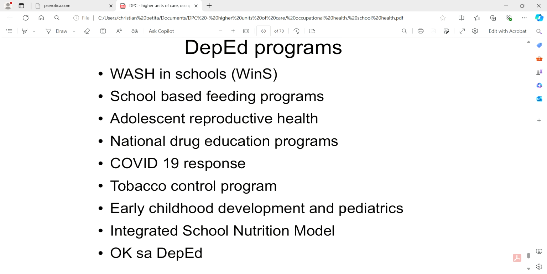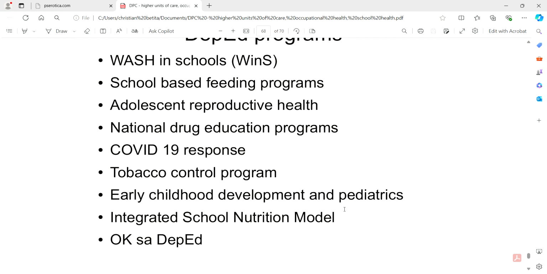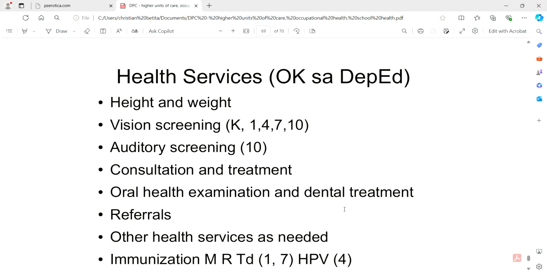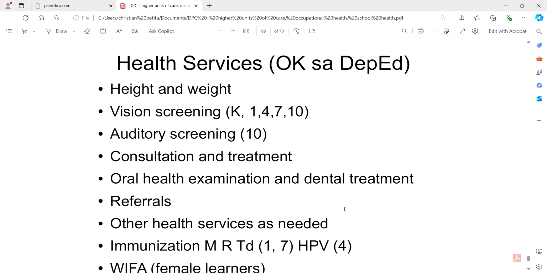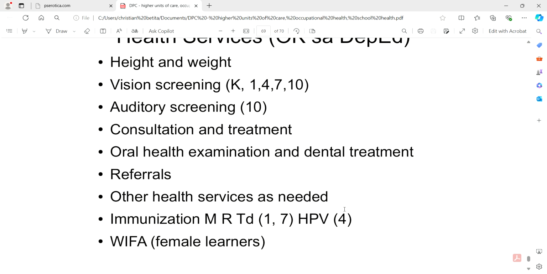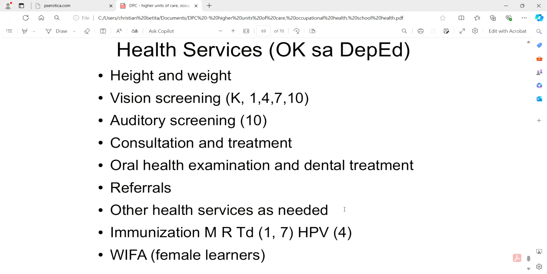early childhood development in pediatrics. This is primarily concerned with growth and development, integrated school nutrition model, and yung OK sa DepEd. So OK sa DepEd, this is Oplan Kalusugan. This involves height and weight screening, vision screening, this is done at kindergarten, grades 1, 4, 7, and 10. Auditory screening at grade 10. Consultation and treatment. Oral health examination and dental treatment.